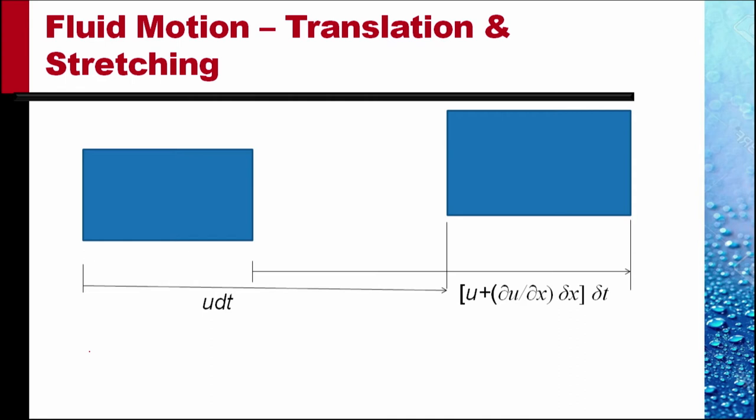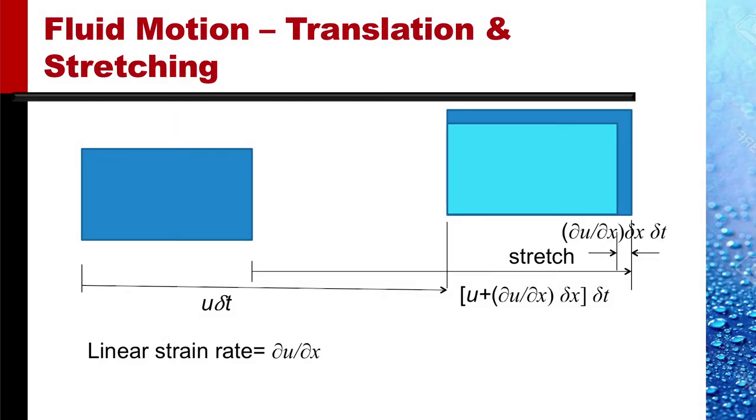Clearly, this would mean that the horizontal line at the bottom of the fluid element is now stretched. This is the original size of the fluid element, and this stretch is nothing but the difference of the two motions, and that would be delta u by delta x into delta x times delta t. This is the stretch introduced. So, what is the strain introduced? Divided by delta x. And what is the rate of strain? Divide again by delta t.